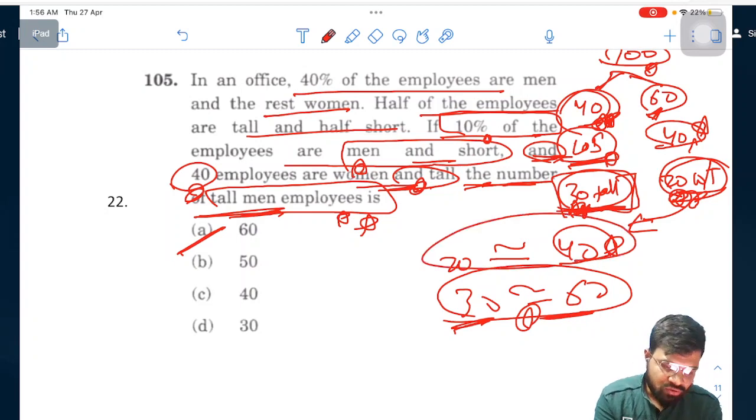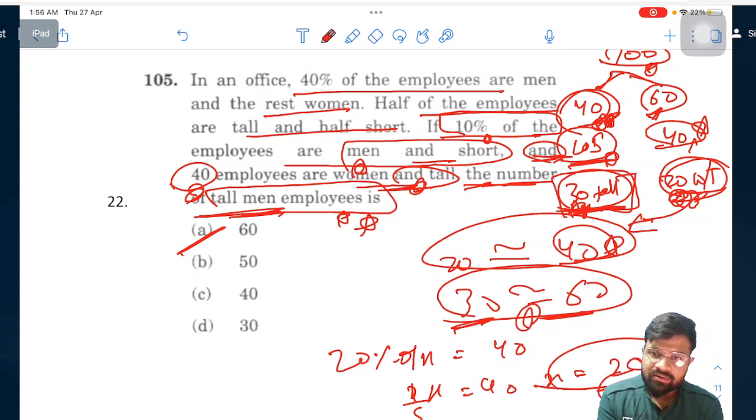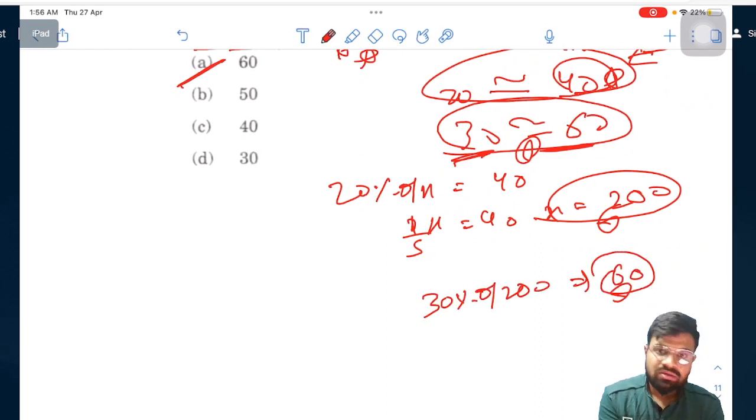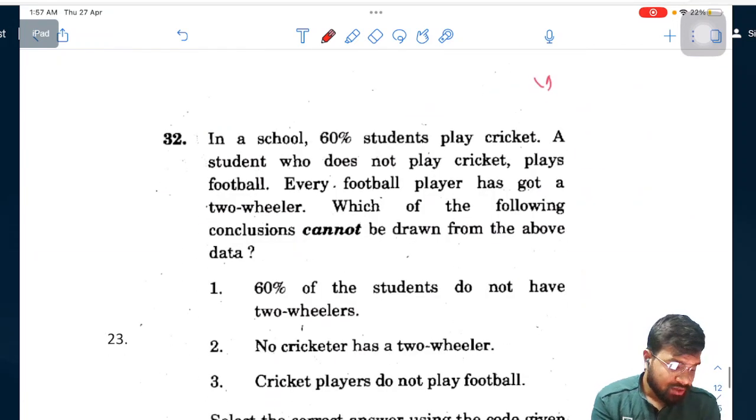So you can do the calculation also. I am telling you about the unitary method. Suppose 20% of x is equal to 40. So 1 by 5 x is equal to 40. x is equal to 5 into 40, that is 200. So 200 will be the total number of employees, and 30% of 200 you have to find, that will be 60. Or you can just go by the unitary method. Your choice. You can do the calculation. I'm not stopping you. I'm just telling you an easier way.